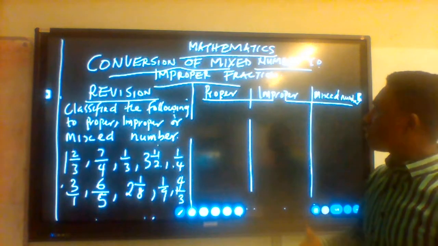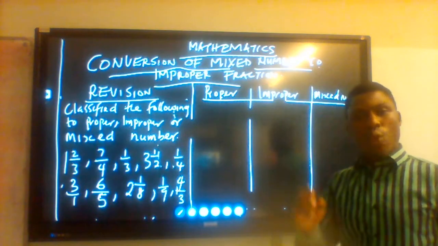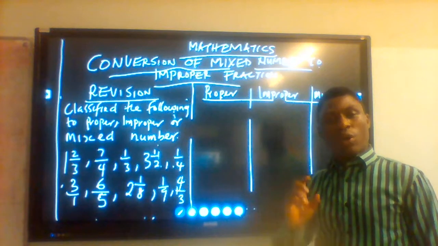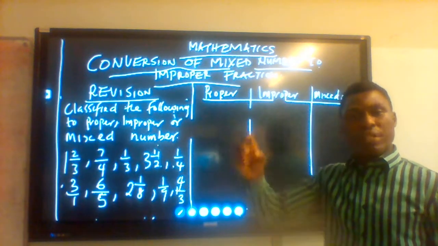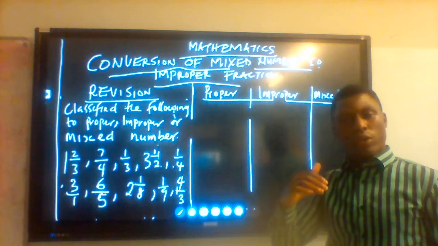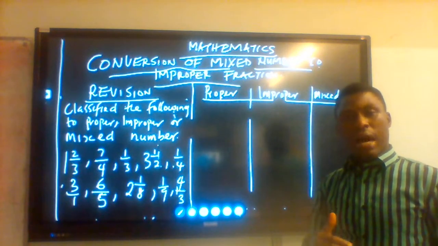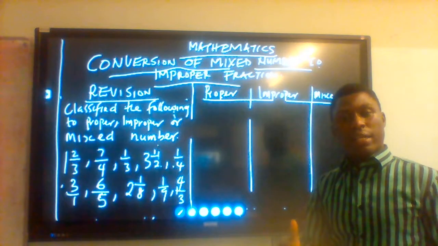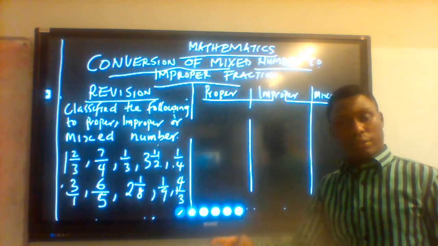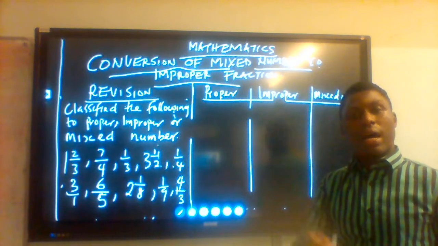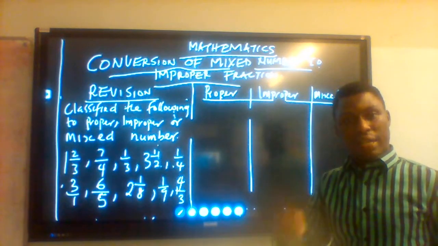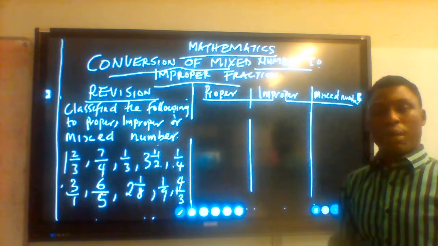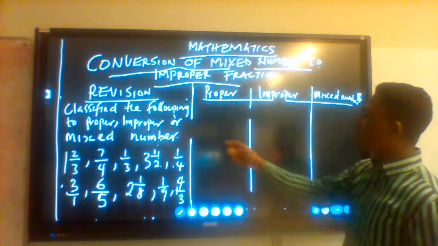I told us that a proper fraction is when a small number is sitting on a big number. And an improper fraction is when a big number is sitting on a small number. And a mixed number is a fraction that contains two parts, a whole number part and a fractional part, e.g. 2 whole number 1/9. That is an example of a mixed number. So let's quickly do this.